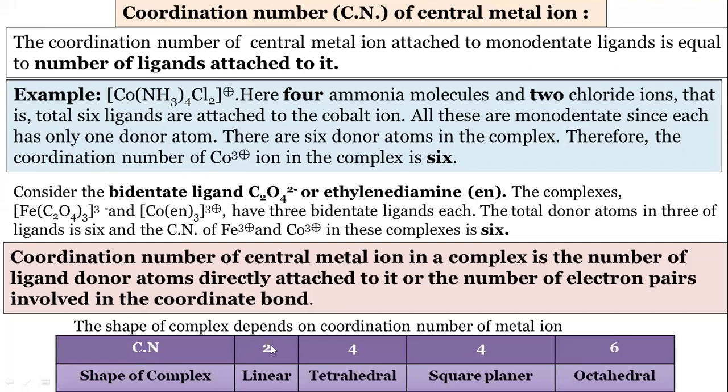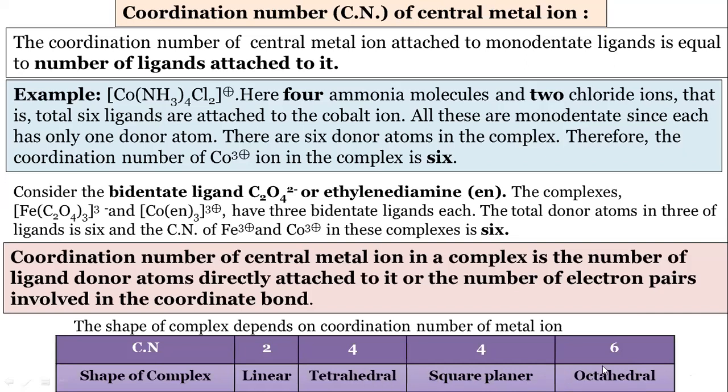If the coordination number is 2, then the shape of the complex will be linear. If the coordination number is 4, then the shape of the complex will be tetrahedral. Again, there are 2 shapes for coordination number 4, tetrahedral and square planar. Then if the coordination number is 6, the shape of the complex will be octahedral. In the next part, we will see all these tetrahedral complexes, then square planar complexes. What is the difference between square planar and tetrahedral?